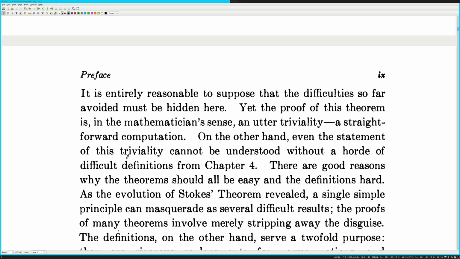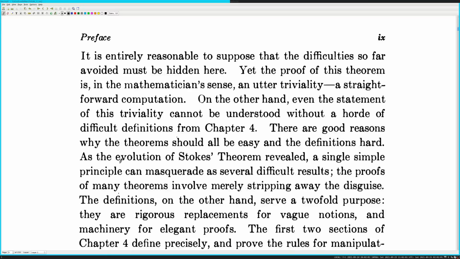As the evolution of Stokes' theorem revealed, a single simple principle can masquerade as several different results. The proofs of many theorems involve merely stripping away the disguise. The definitions, on the other hand, serve a twofold purpose. They are rigorous replacements for vague notions and machinery for elegant proofs.